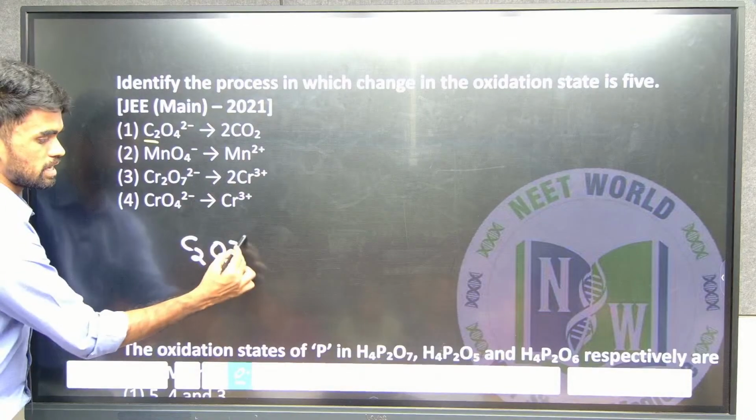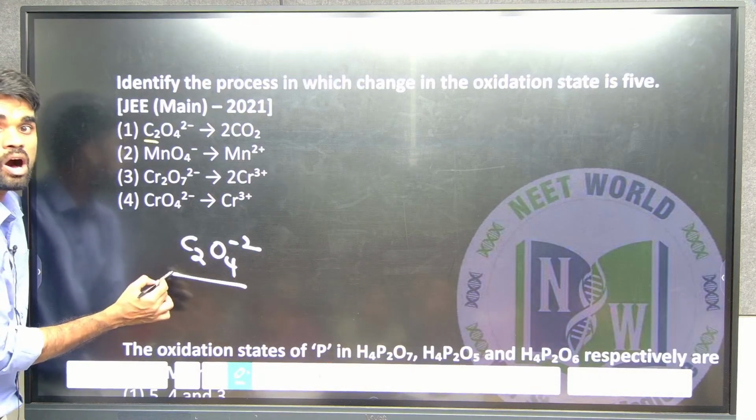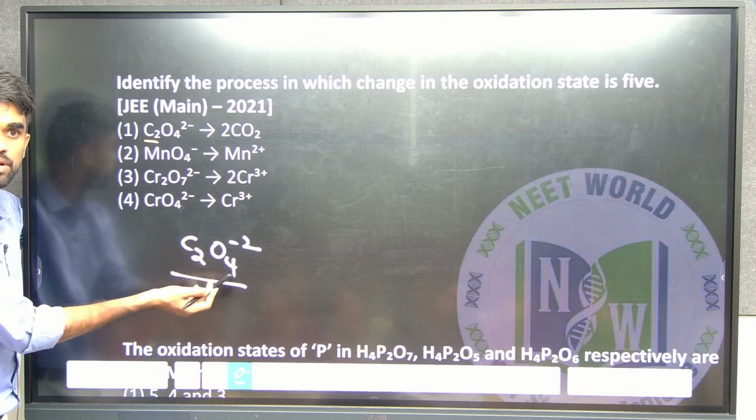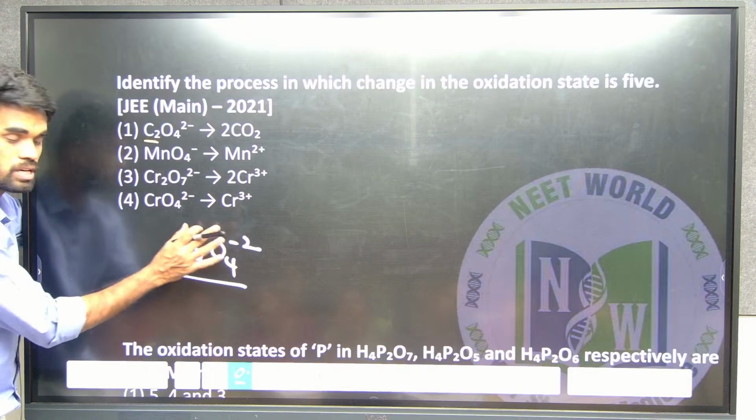C2O4 2- is there now. So this is called oxalate ion. What is that? Oxalate ion. You know oxalic acid? H2C2O4 is called oxalic acid. If I remove 2 protons, it is oxalate ion.